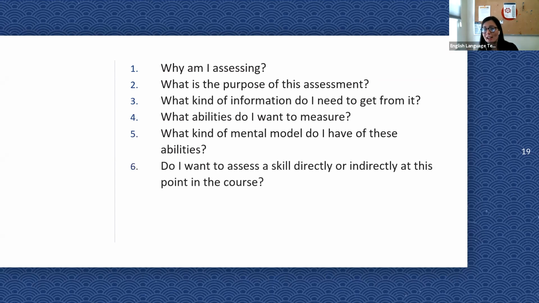Now, another decision that you have to make is whether you want to assess a skill directly or indirectly at this point in the course. We all know that testing these skills directly, as direct performance, is the end goal. But you may want, for example, in a writing class, to first test their ability to put a sentence together instead of going straight to the production of an essay, right? So you may want to test the skills indirectly at that point. You have to think about that as well.